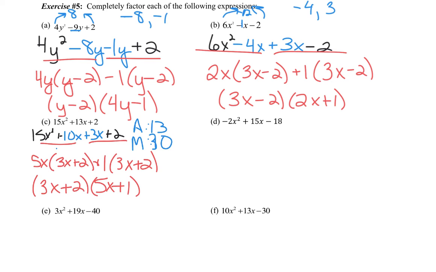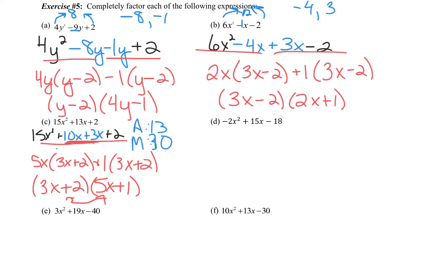Now, if I had switched these two and had 3x plus 10x, I would actually end up with the common binomial factor being 5x plus 1, okay? And then the 3x plus 2 would be the leftovers, so it would just basically switch these two, but it would still be the same answer.